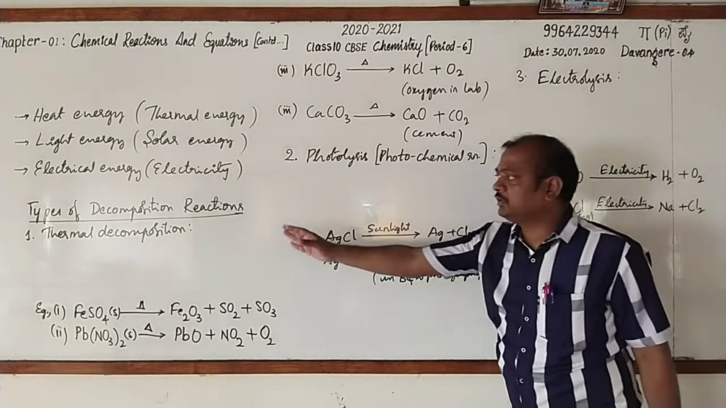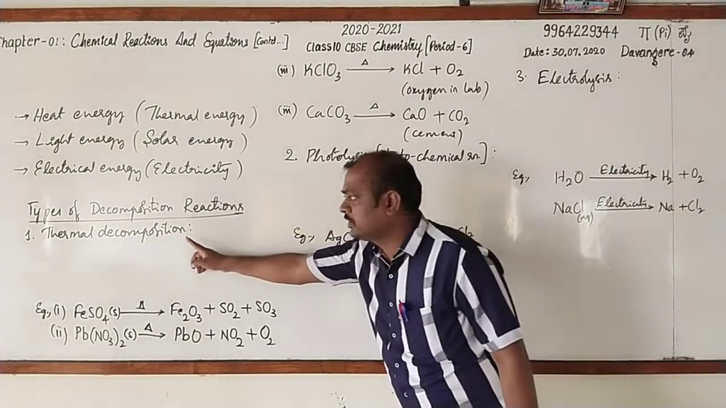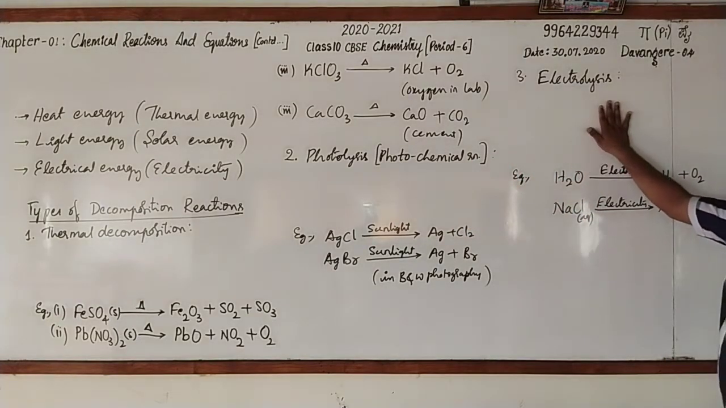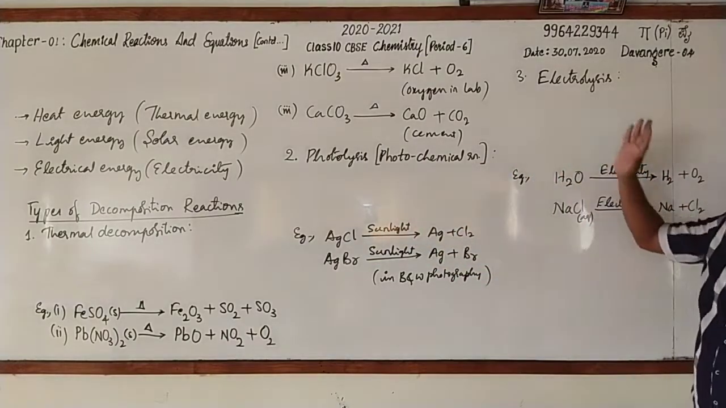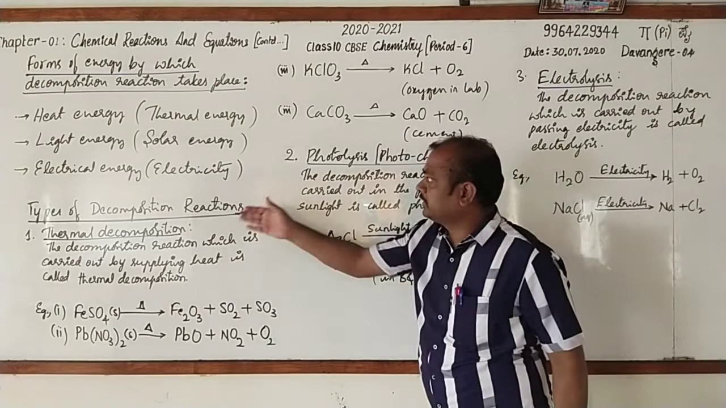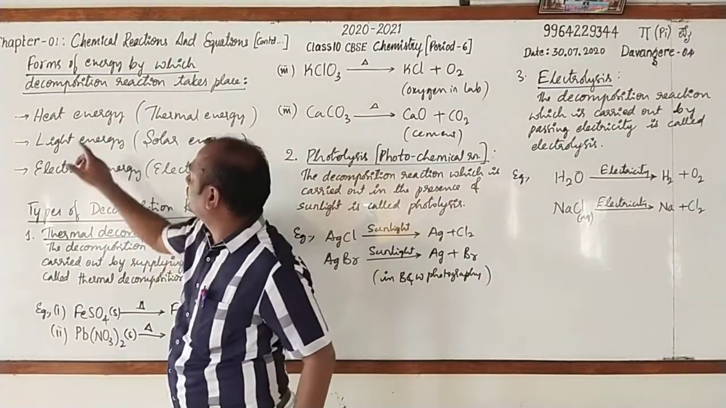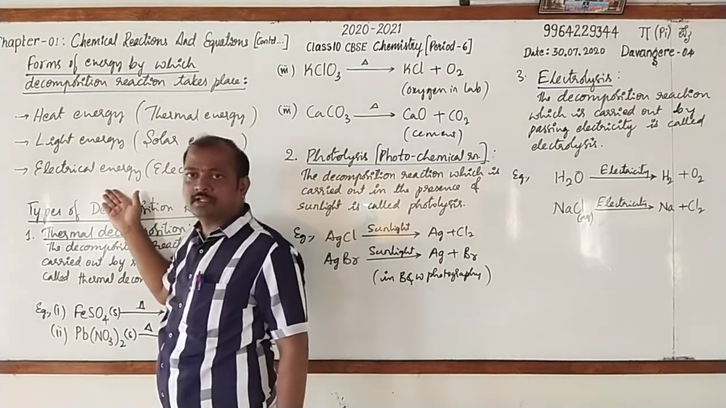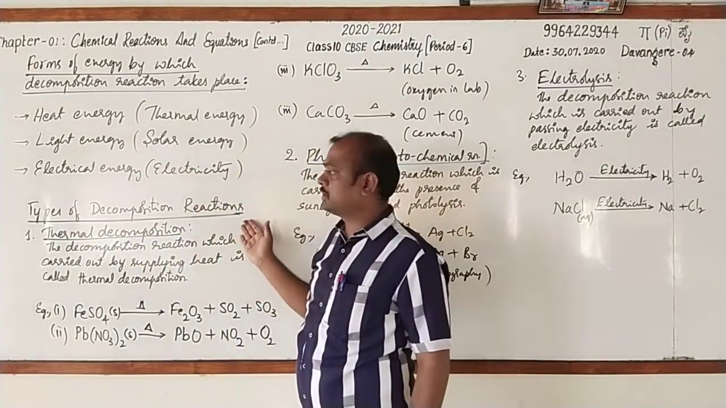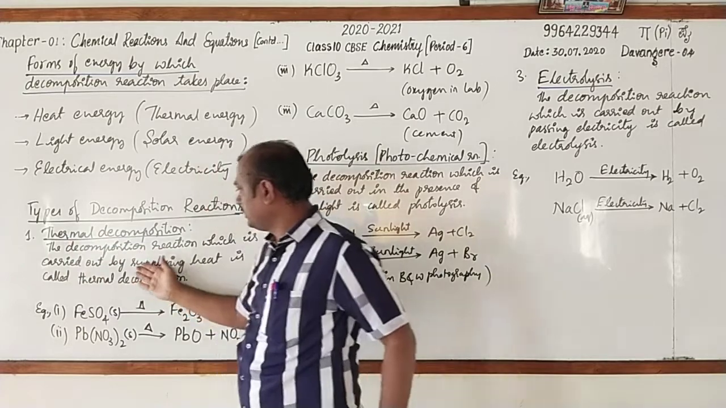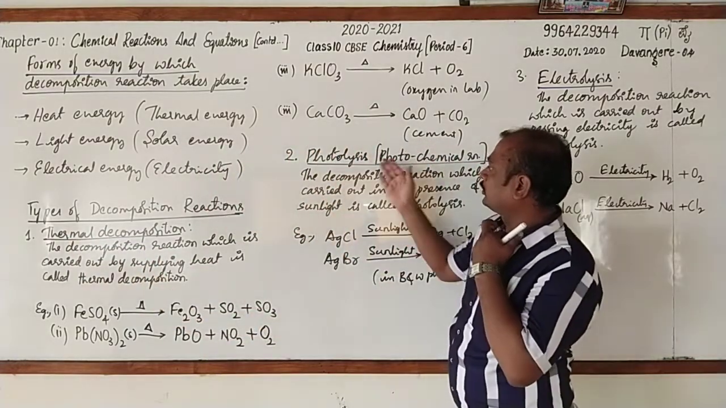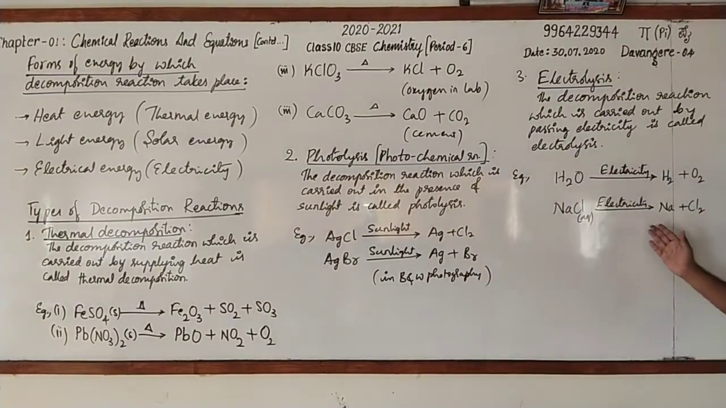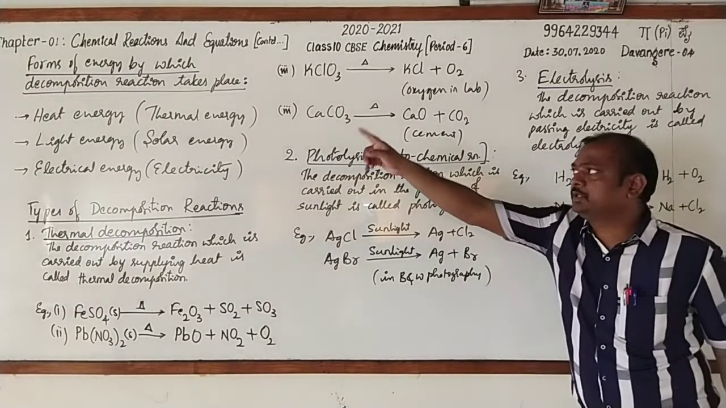So these are the three different types of decomposition reactions. One is thermal decomposition, second is photolysis, third is electrolysis. Now I will write the definitions of all three. Please copy as it is. First side heading: the different forms of energy by which decomposition reaction takes place. These are the three ways. Next, types of decomposition reactions. Thermal, definition, example. Next, photolysis, definition, examples. Third, electrolysis, definition, and I have given two examples. Please copy from there to here.